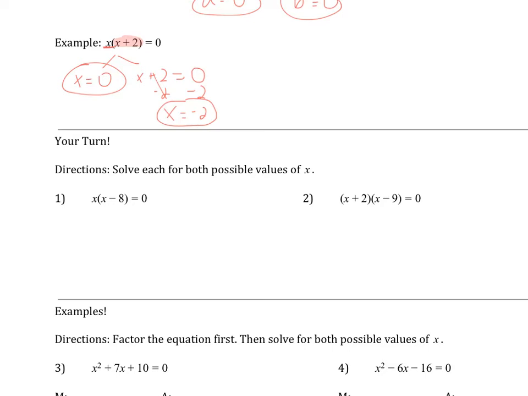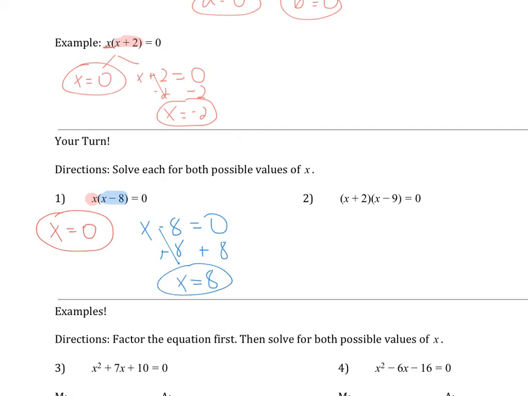All right, so remember, in order for this to equal 0, I need to set each factor to equal 0 and solve. So I need to set x equal to 0. Okay, so that's one of the answers. And then I also need to set x minus 8 equals 0, and then add 8 to both sides. So my two answers would be either x equals 0 or x equals positive 8.